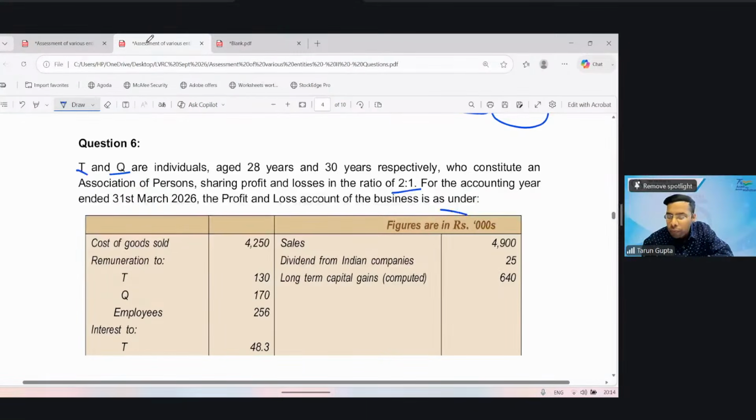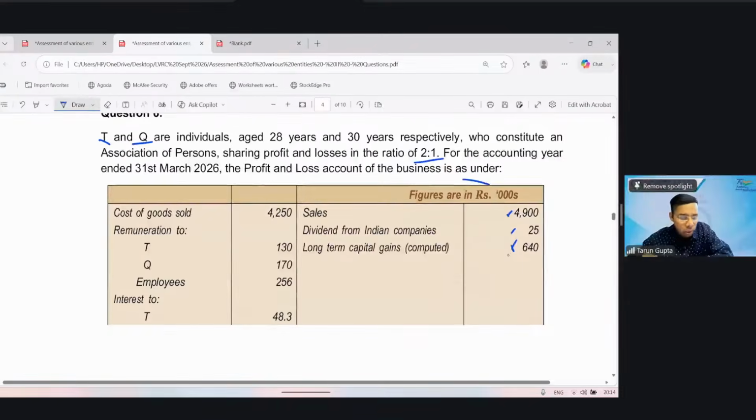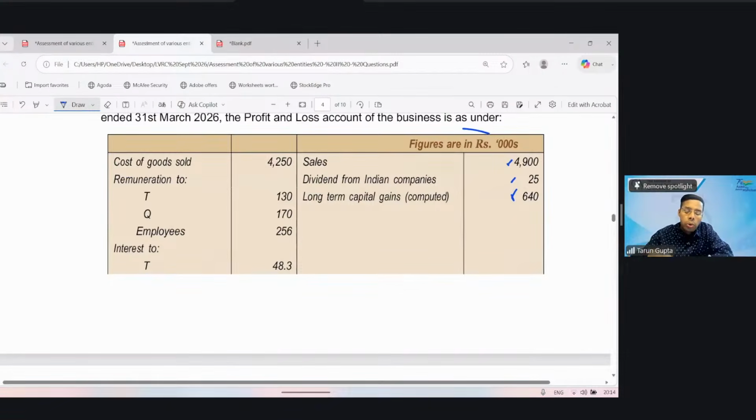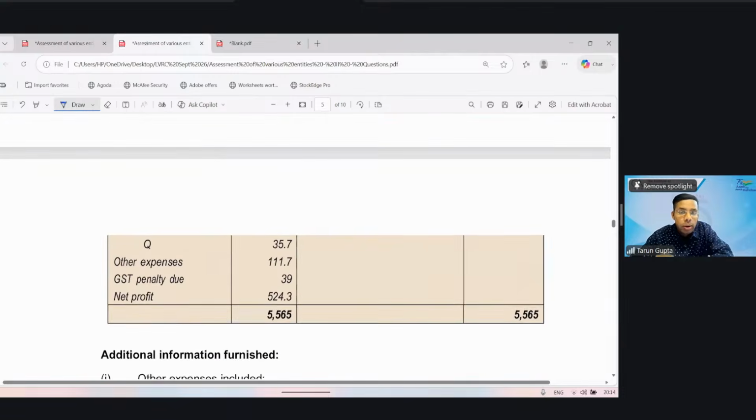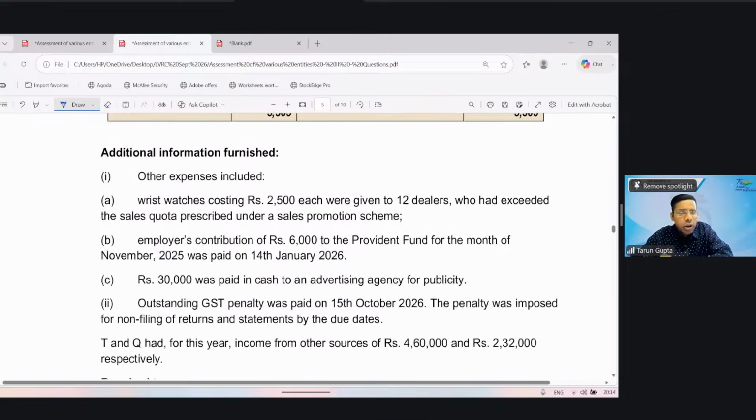The sales of 49,90,000, then there's a dividend 25,000, and long-term capital gain computed 6,40,000. Cost of goods sold 42,50,000. Then remuneration paid to T 1,30,000, Q 1,70,000, and other employees 2,56,000. Then it has also paid interest to members. The AOP has paid interest to T and Q. There are other expenses. Then GST penalty due 39,000, and we have computed net profit. Additional information is furnished.